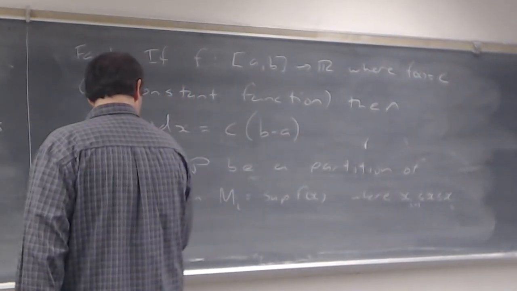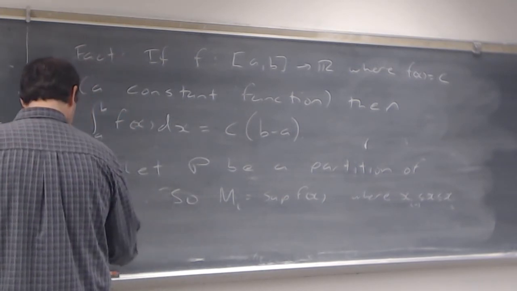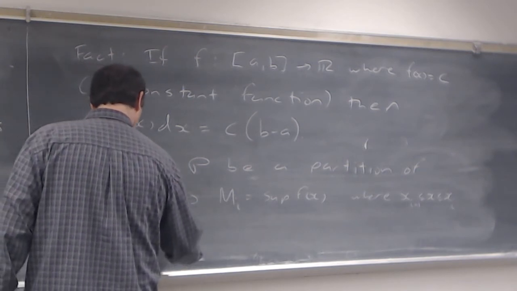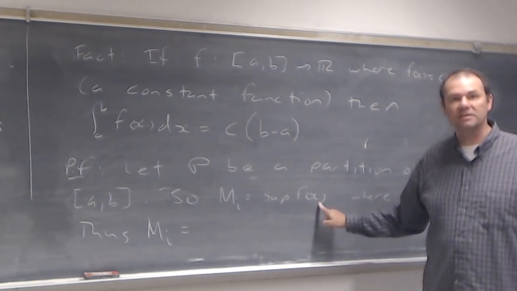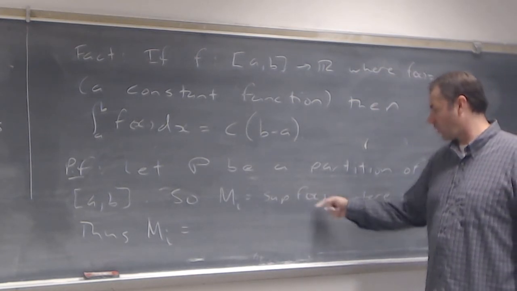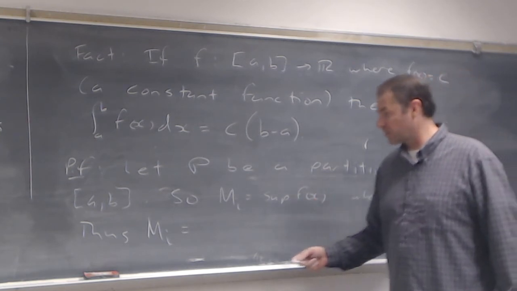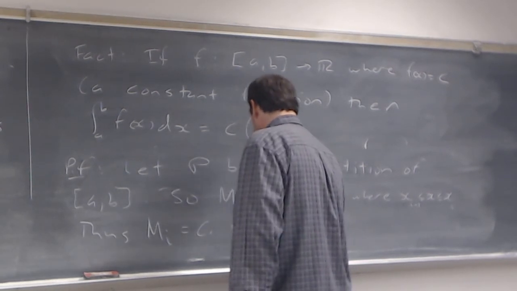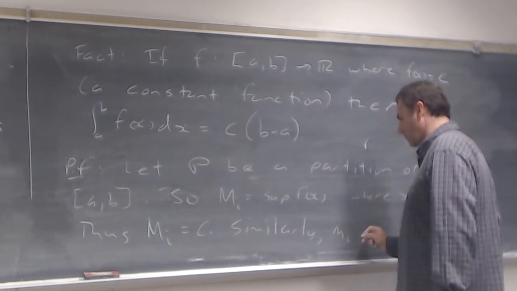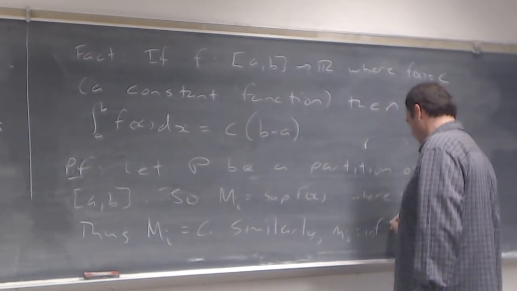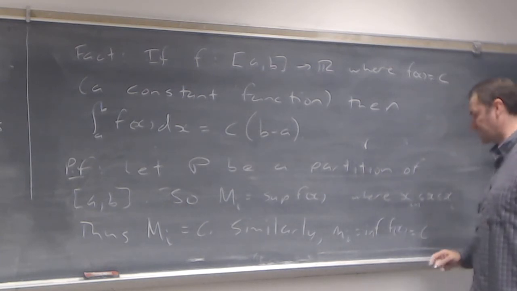Thus, big M sub i will be equal to, well, if f of x is always a constant C, then the sup over all these possible output values, well, let's just say C, the sup is going to be C. And similarly, little m sub i, which is equal to the infimum of f of x over this same region, is going to be equal to C.